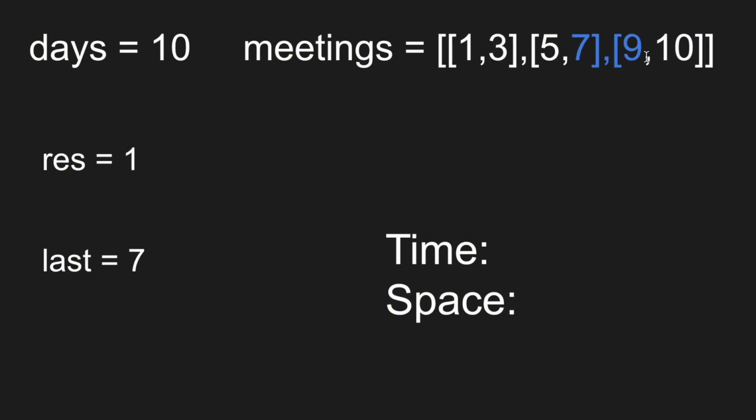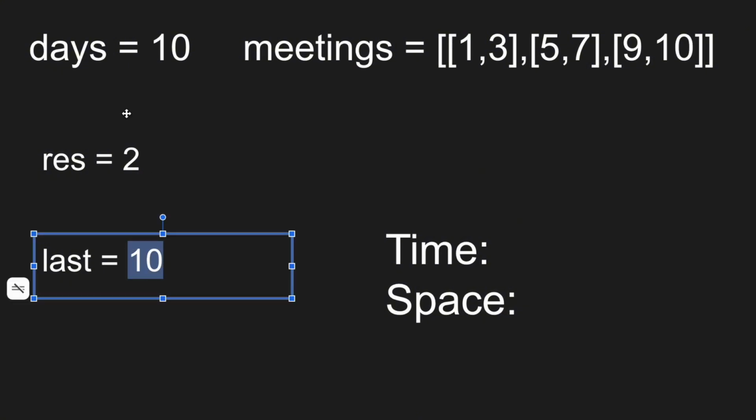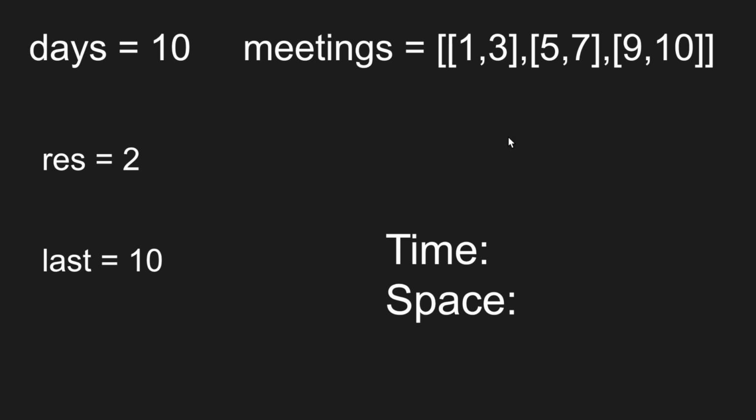And now at the next element, we see there's a gap between 9 and 7. So we need to increment the result by the gap again, which is 1 day where there's no meetings. So now the result is 2. And now that we have come to the last element, we set last to 10, and we realize that between the very last day and the number of days, there are no days where there are no meetings scheduled, so we don't need to increment the result. And for this example, the result will be 2, and that will be what we return.